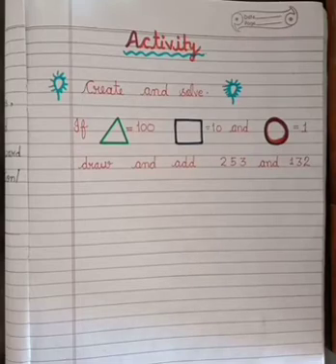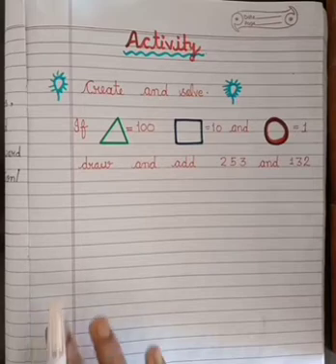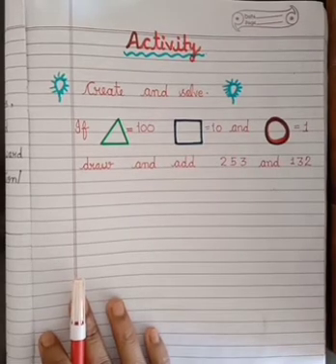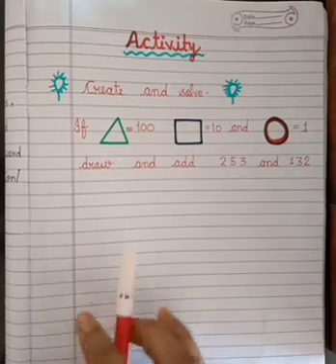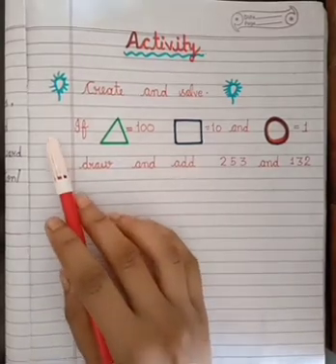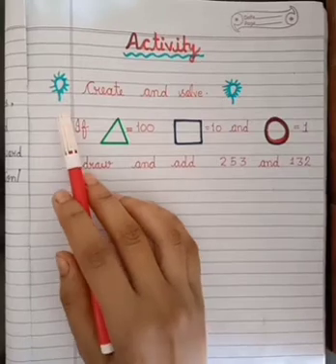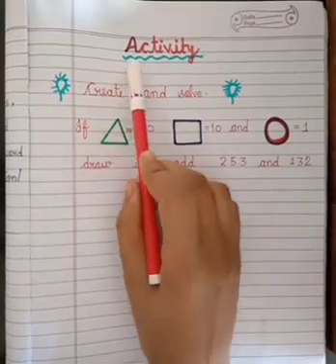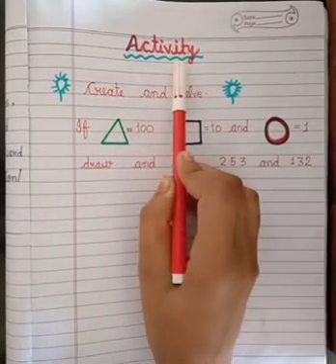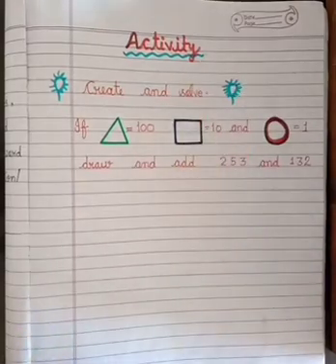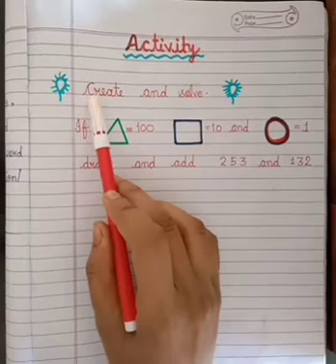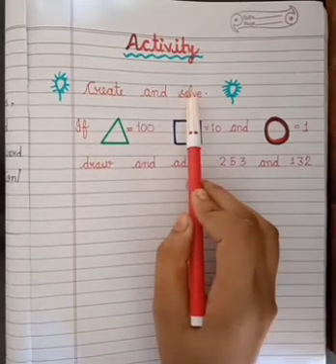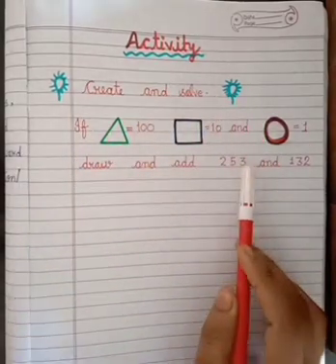As you know, this is your maths period. In maths we are studying chapter number 4, addition of bigger numbers, and we have completed this chapter. So today we will perform an activity related to the chapter. Students, as you can see here, create and solve. We will perform this activity.